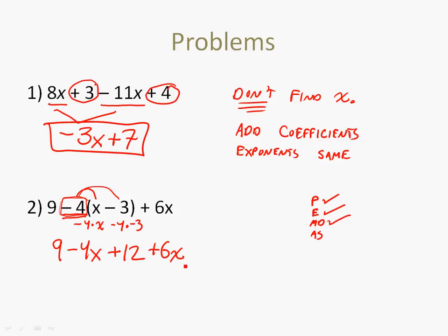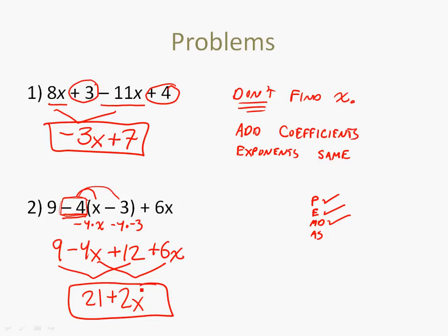So again, don't forget, if you have minus and then a number and it's all touching the parentheses, you've got to remember to distribute that negative sign when you're multiplying as well. Okay, so now we combine the like terms. I have positive 9 and positive 12 as constants, so that's 21. I have negative 4x and positive 6x for my x's, so that'll give me 2x. And I end up with 21 plus 2x as my final answer. And that takes care of our addition and subtraction.